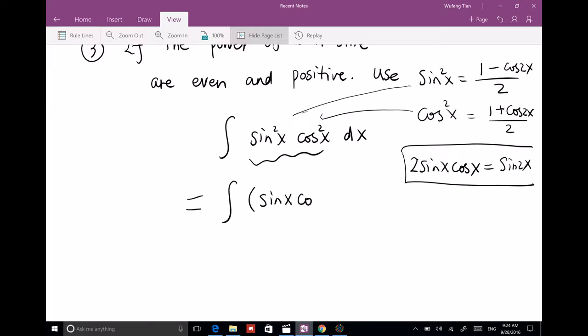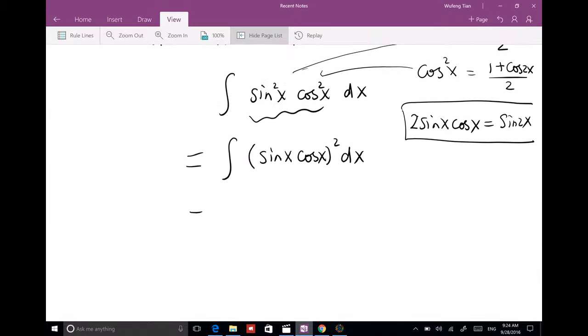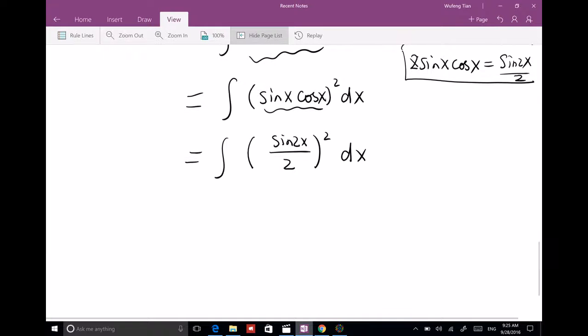Sine x cosine x squared dx. Well, sine x cosine x equals, you divide both sides by 2, so you got half of sine 2x, squared, dx. Well, the half squared is 1 over 4, so you can take out 1 over 4 as its coefficient. You don't have to worry about that. So I have sine 2x squared.